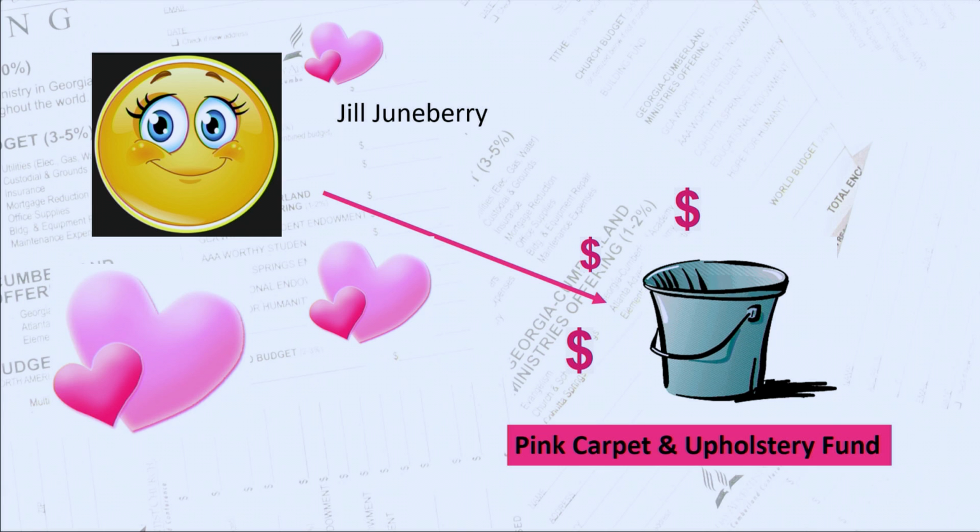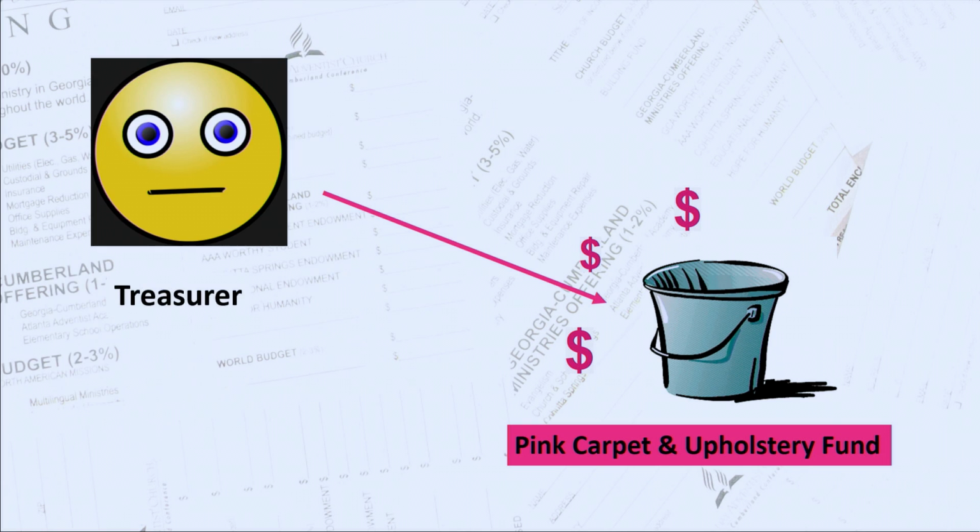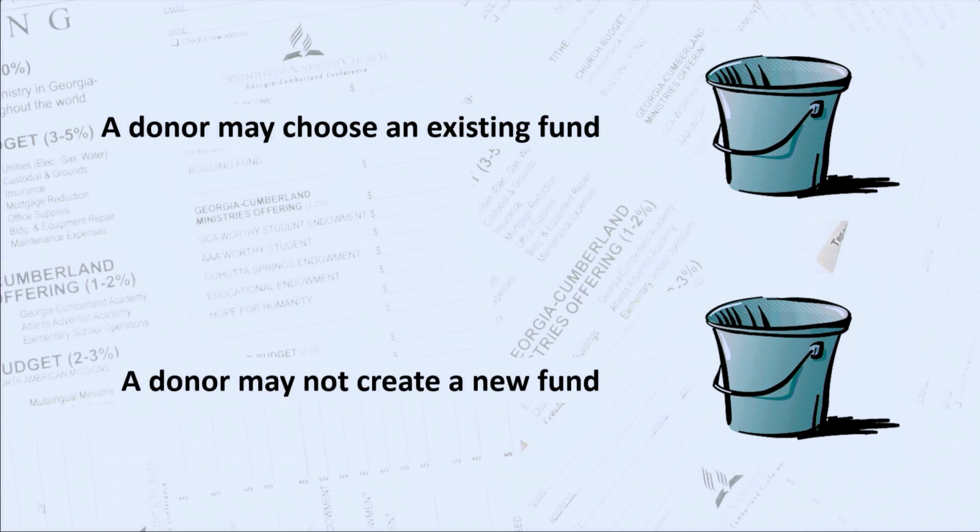Well, you, as treasurer, look at that envelope, knowing that you don't have a pink carpet and upholstery bucket. So you go to Edit Accounts, create a pink carpet and upholstery fund, and post her $600 donation to it. Wait, remember, the donor is not allowed to create new buckets, and you as treasurer are not authorized to add a new local fund in Jewel simply because a donor writes it on their envelope.